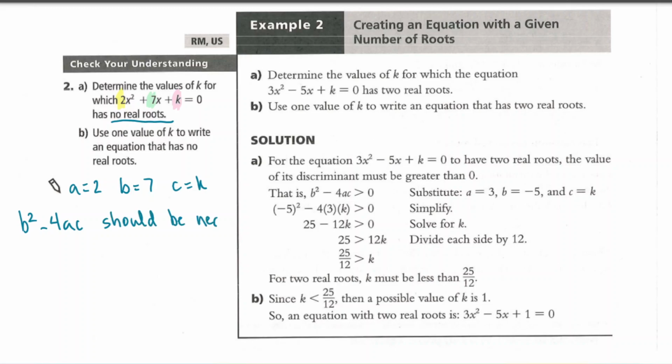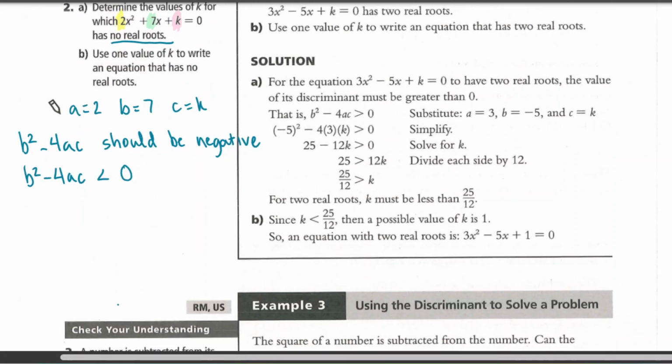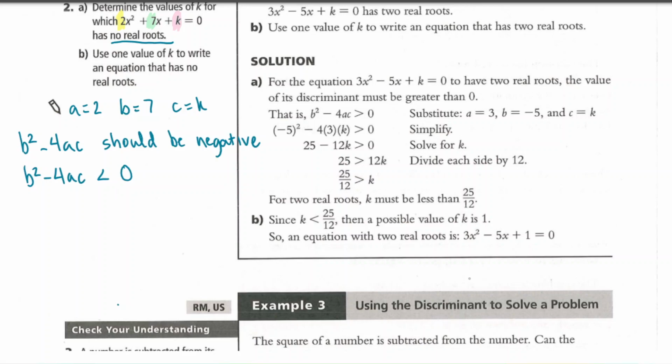The way to write that as an equation is B squared minus 4AC should be less than 0. So let's fill in the numbers that I do have and see if I can isolate for k and see what k should be. So I would have B squared, which is 49, minus 4 times 2 times k has to be less than 0. So I simply plugged in the B, the A, and the C into the equation.